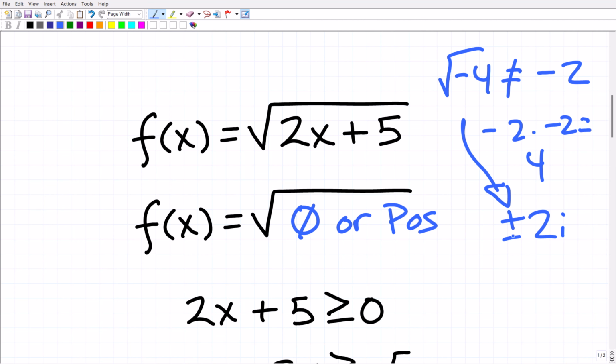Okay, so when we're talking about finding the domain of a function under the real number set, we need to look at restrictions. And basically there are 2 restrictions, and that is you can't take the square root of a negative number, and the other restriction is you can never have 0 in the denominator of a function.